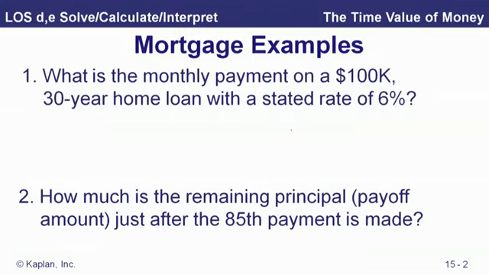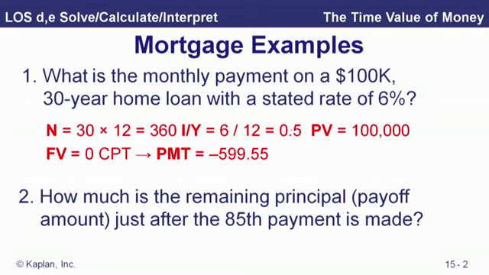So let's take a look at some examples of using these. We've got a monthly payment on a $100,000 30-year home loan with a stated rate of 6%. Well, they're monthly payments, so we're going to need to divide that 6% by 12 months and get our effective monthly rate of 0.5%. And our present value, the amount we're borrowing, is $100,000. Our number of payments in 30 years, there's 360 monthly payments. Our future value is 0.